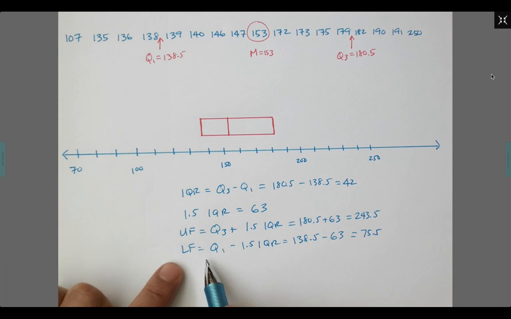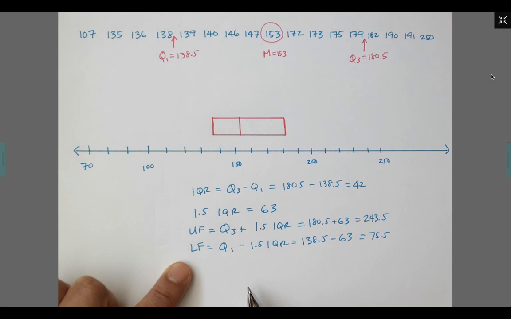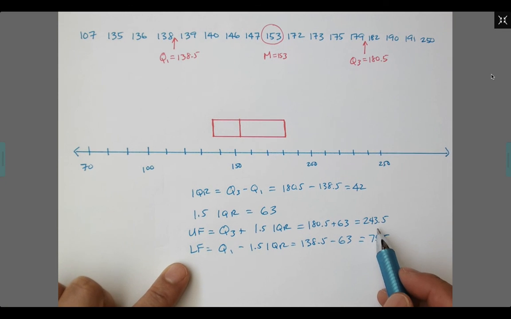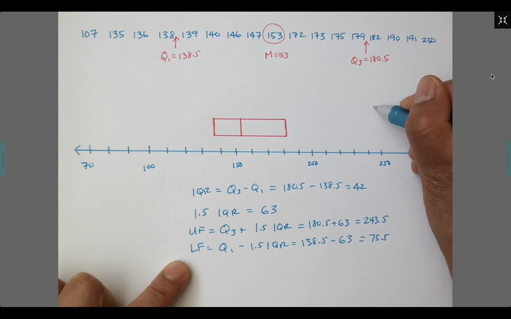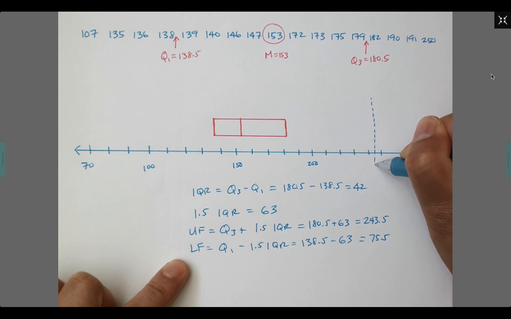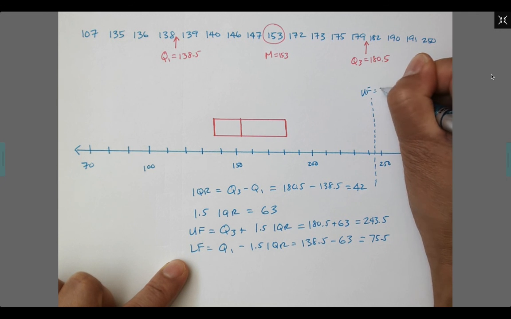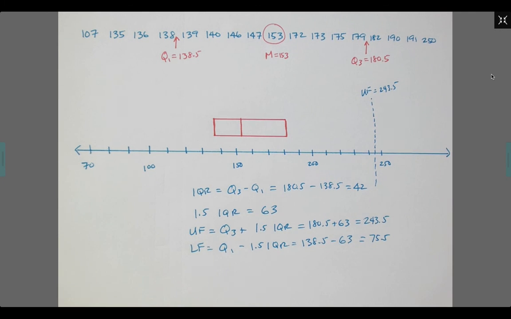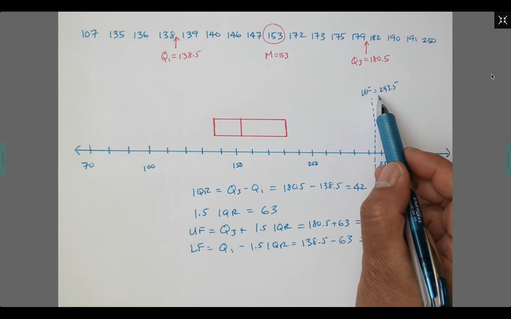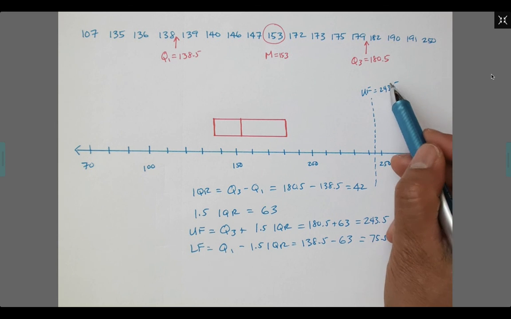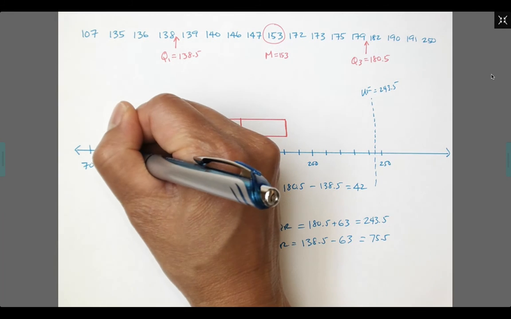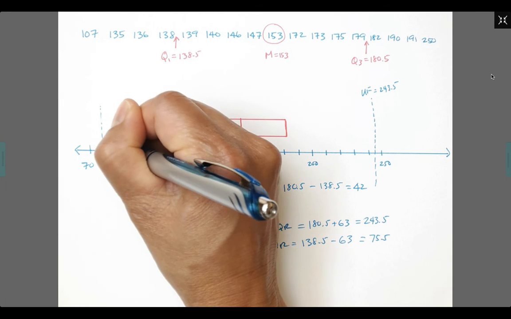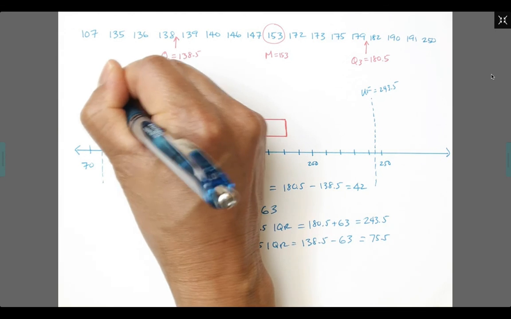Okay. So now to draw these fences, I just use dashed lines at their values. So 243.5, so that's 240. So 245 would be right in half, so it's a little less than that. So here is my upper fence. I'm going to write UF equals 243.5. You don't have to put the 243.5 because I've shown the calculation for it here. You could just put UF. Okay, my lower fence is at 75.5, so just a little bit more than halfway. Okay, so my lower fence.